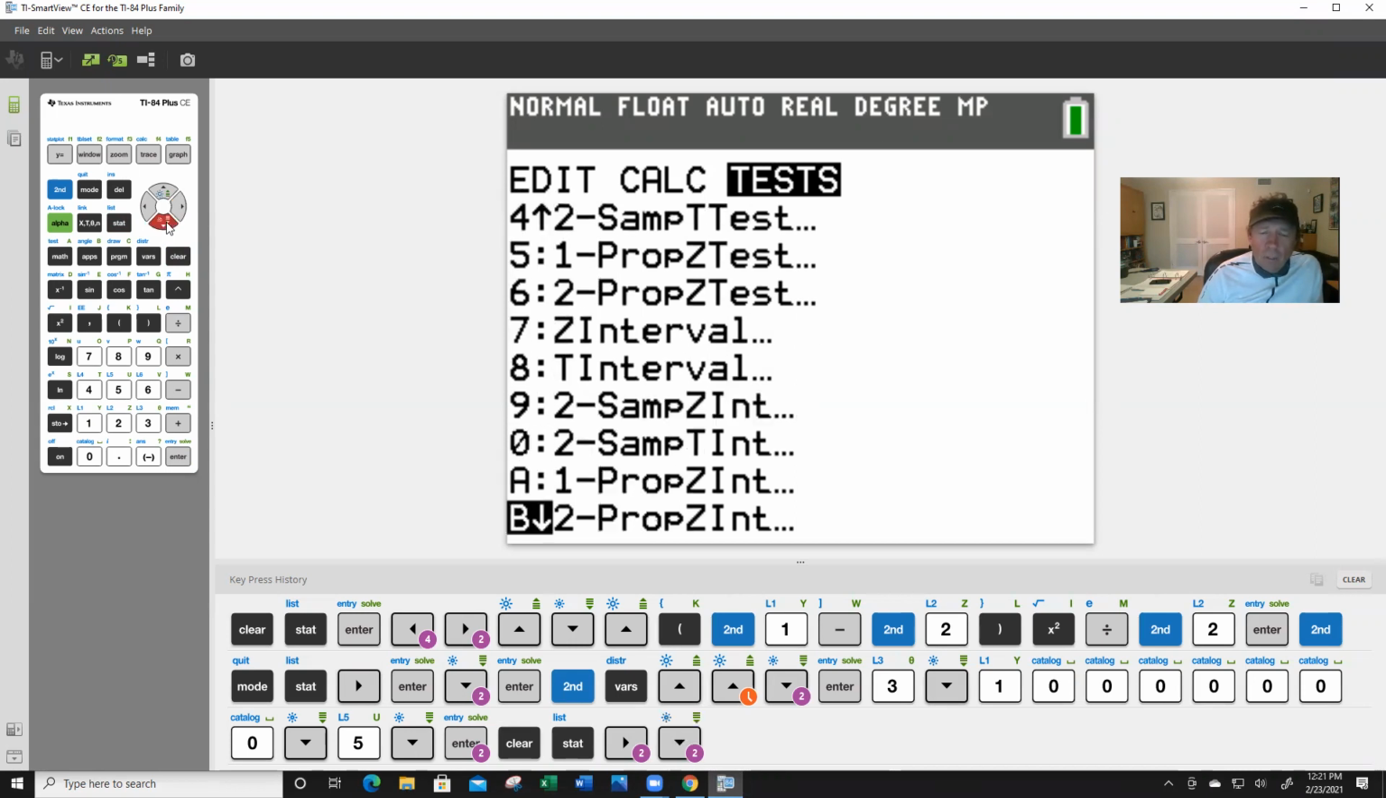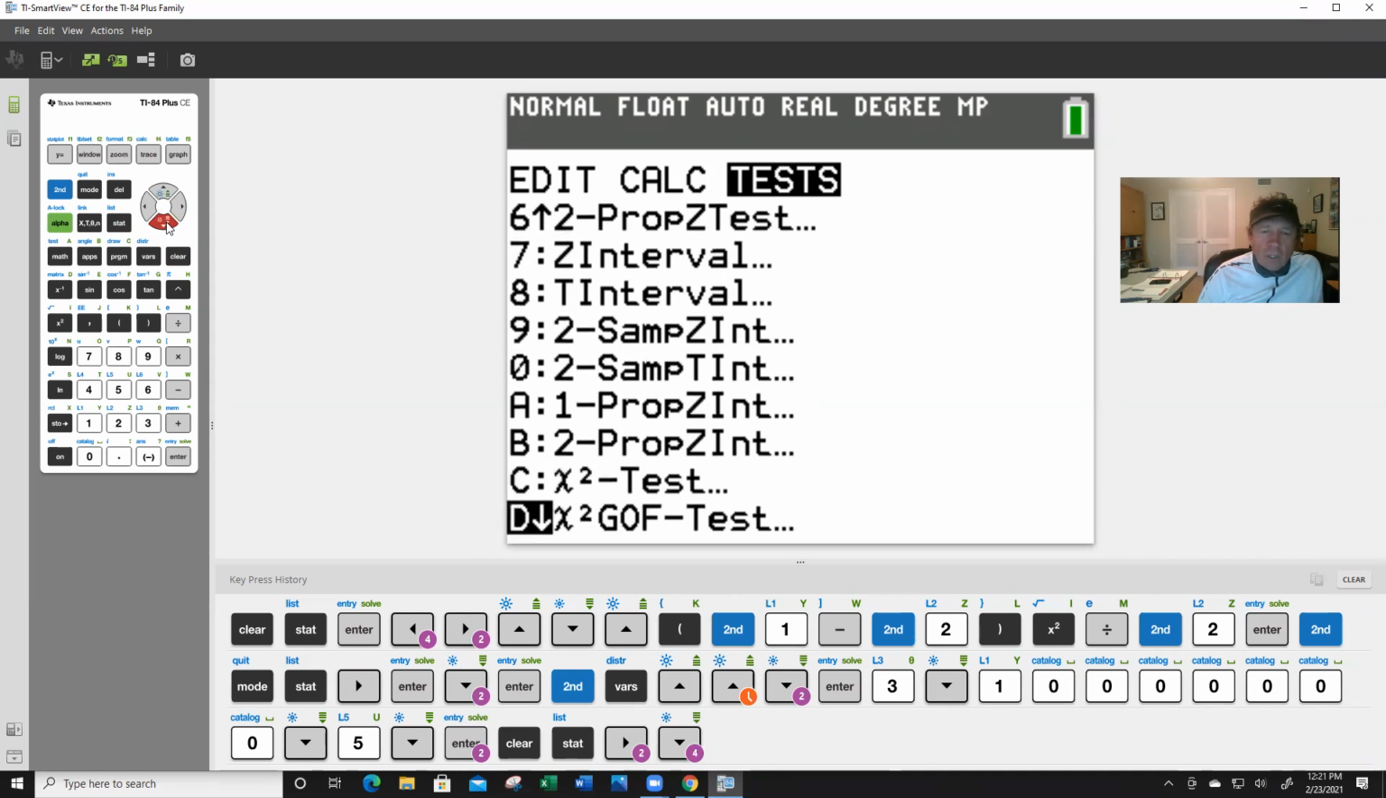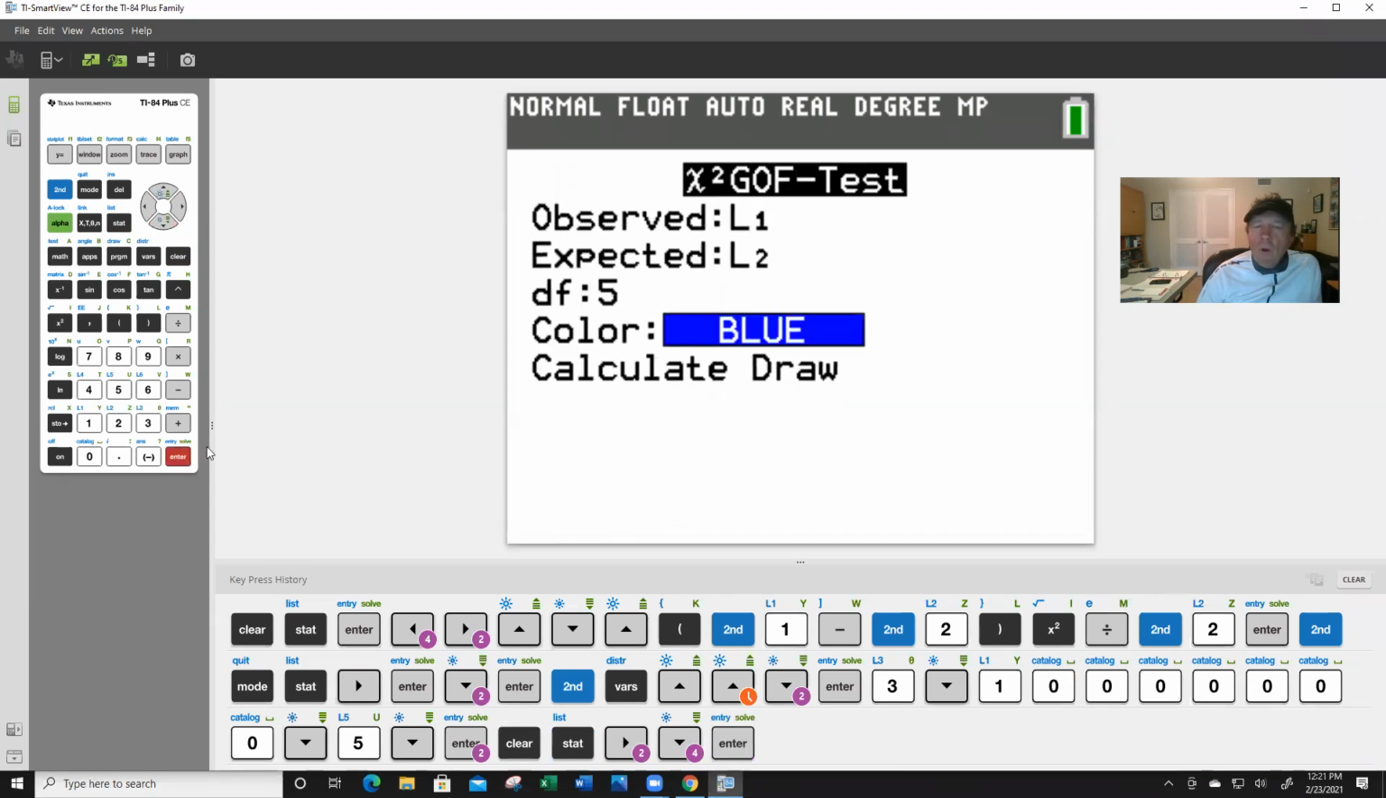And I'm going to go down to chi-square goodness of fit. There's 2 of them. Chi-square test is the one for tables with dimension at least 2 by 2, for 2-way tables. GOF, goodness of fit, is for 1 row or column of information. All right. So I typed in my observed in L1, my expected in L2, so I got it.